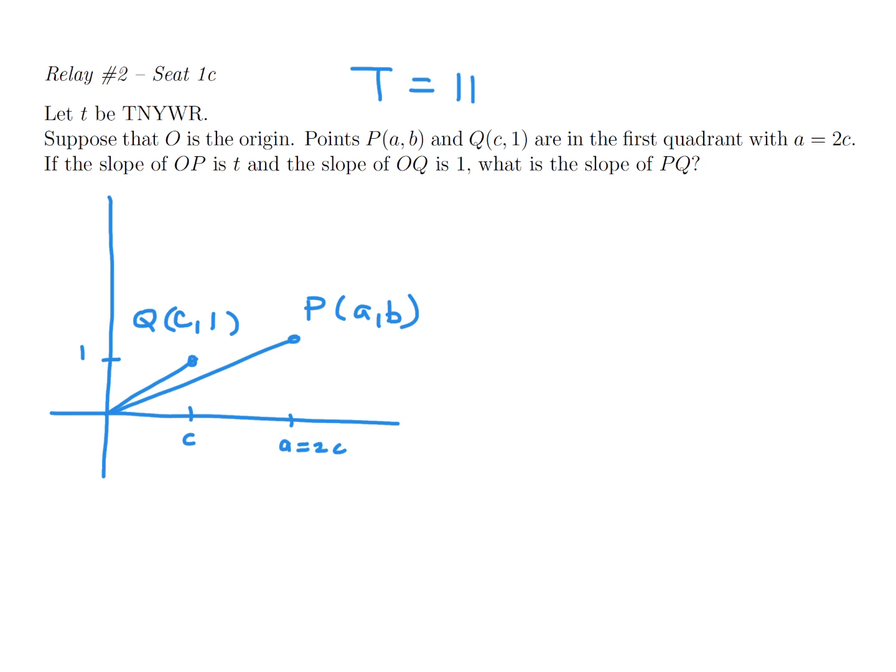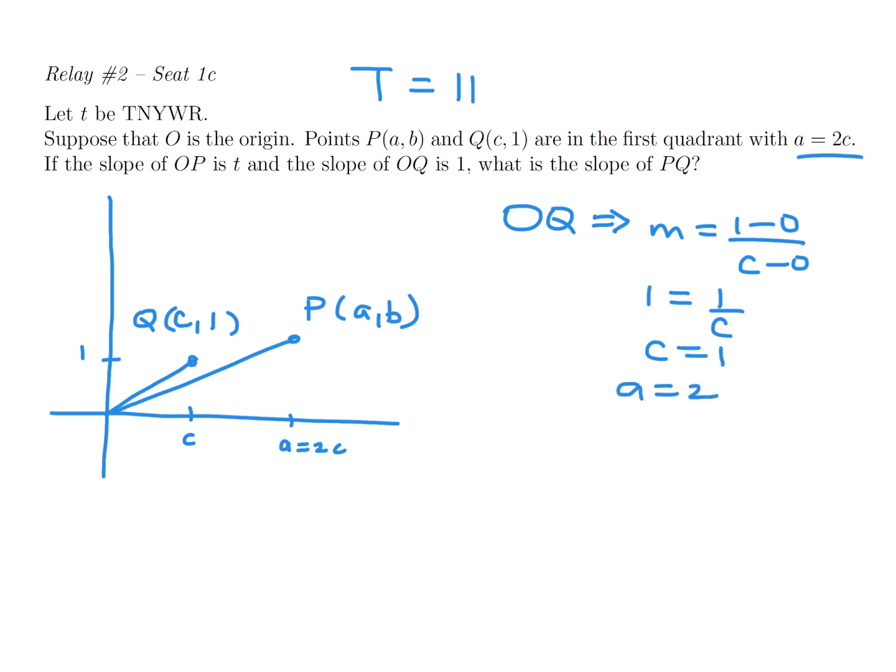Okay. So I guess we just have to calculate a whole bunch of slopes, which is not exactly very exciting, but that's okay. So for OQ, the slope would be 1 minus 0 over C minus 0. And they're telling me that's 1. That's 1 over C, so therefore C is 1.